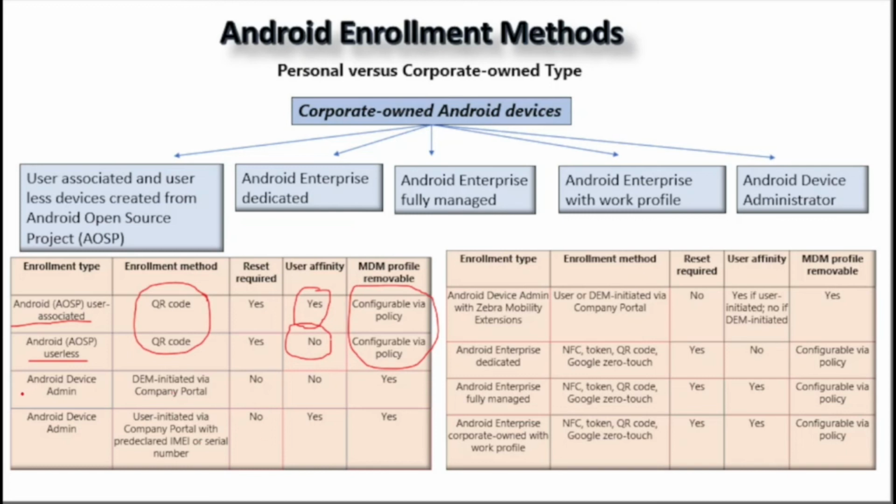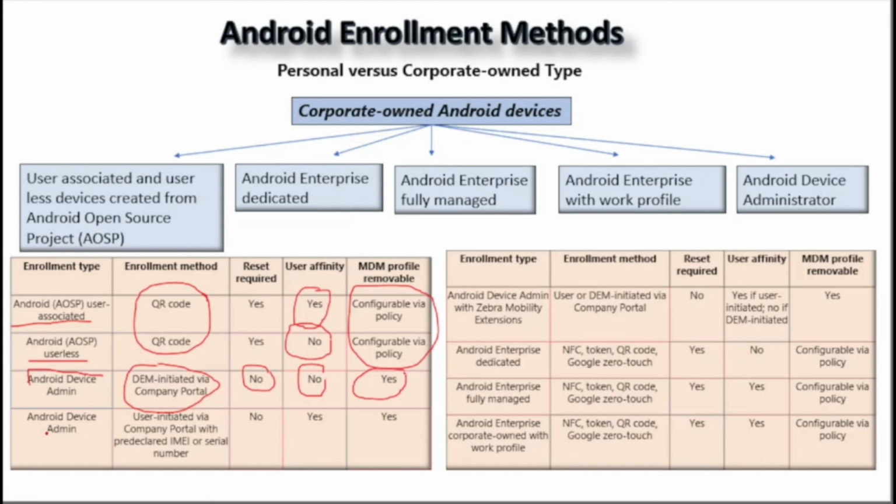In case of Android device admin enrollment type, device enrollment manager can initiate the enrollment from company portal, and in that case we do not need to reset the device. There will be no user affinity, but the user can remove the MDM profile.